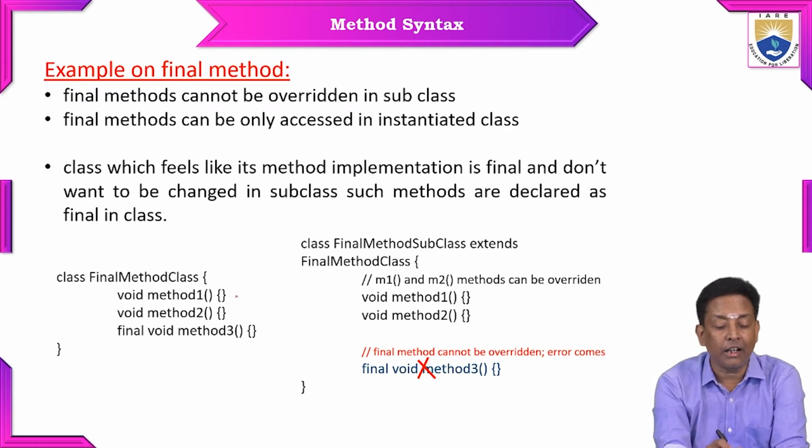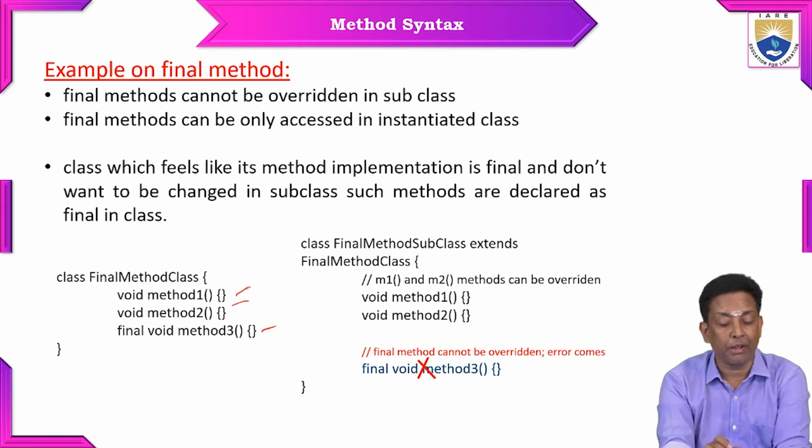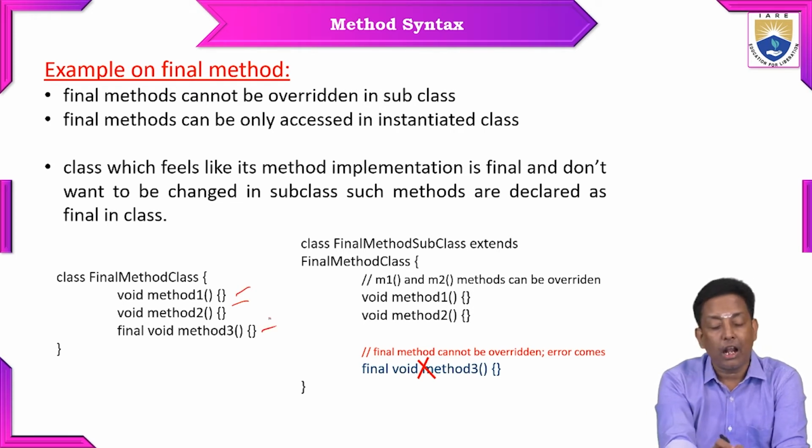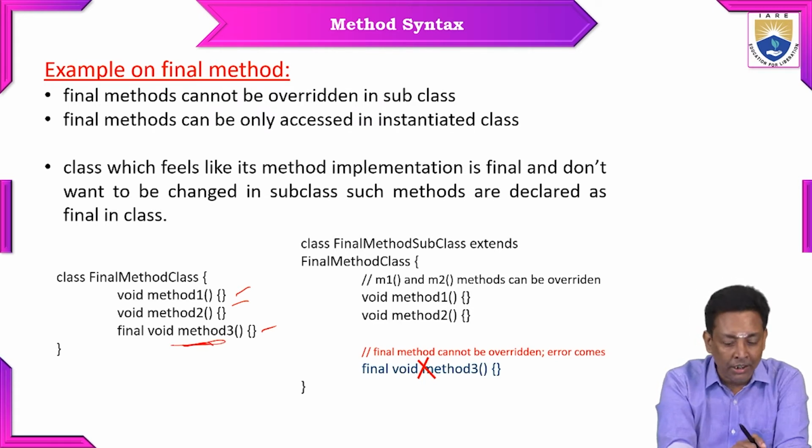In this class, I implemented 3 methods: method 1, method 2, and method 3. If you carefully observe, I declared method 3 as final. Method 1 and 2 are normal methods. They are not final methods.